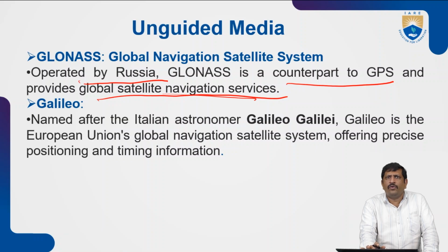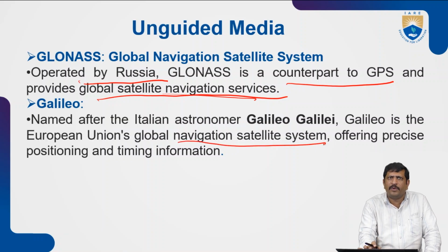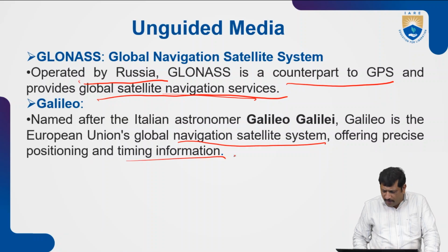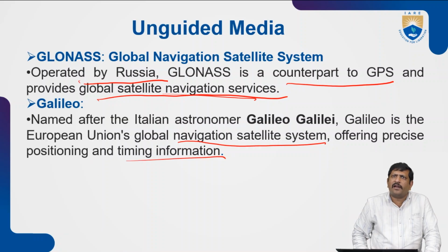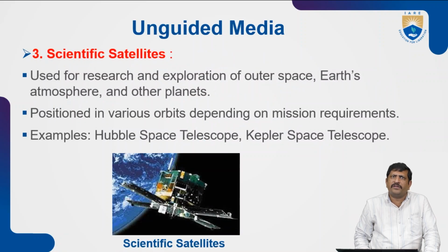Galileo is named after the Italian astronomer Galileo. Galileo is the European Union's global navigation satellite system. These systems offer precise positioning and timing information. So these are all the different types of satellites that can be utilized for communication.